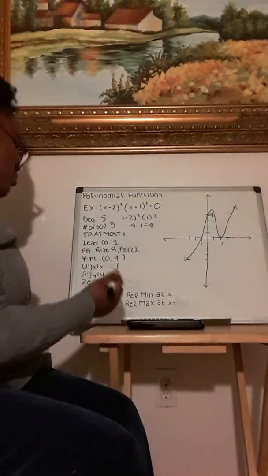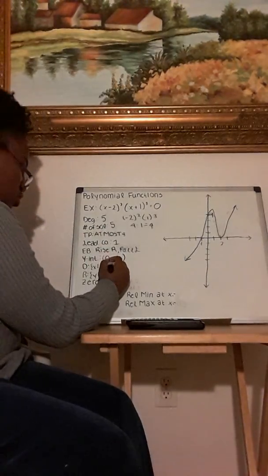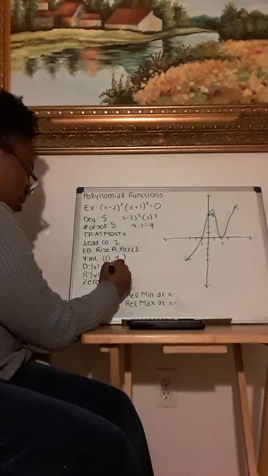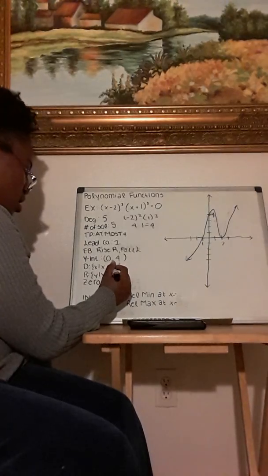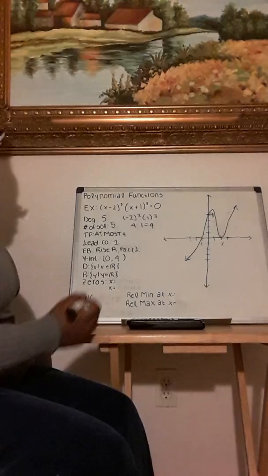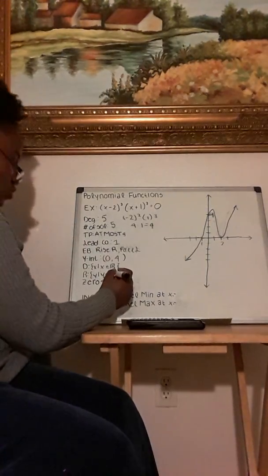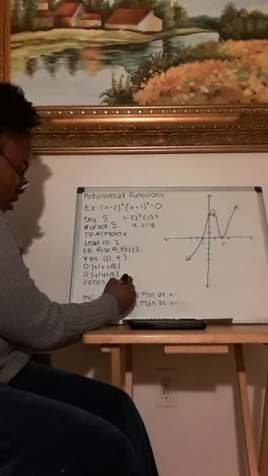So now we can tell our domain and range, which is x such that x equals all real numbers, and y such that y equals all real numbers. And based on the graph too, we can also tell the zeros, which will be 2 and negative 1.